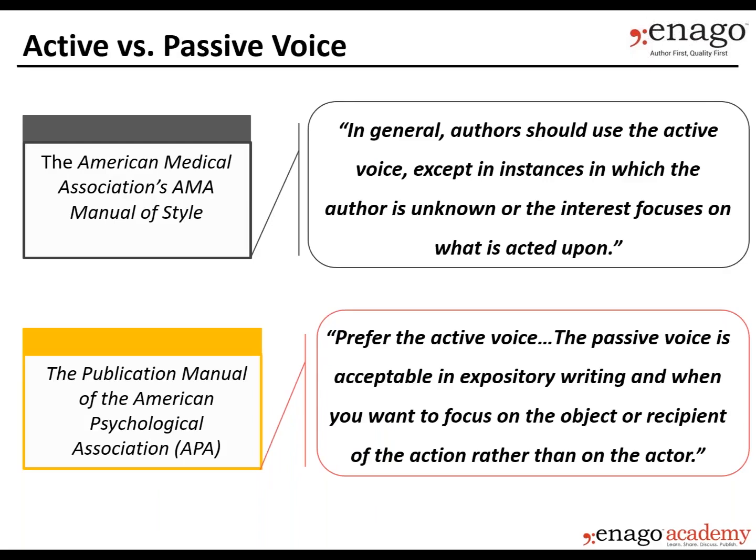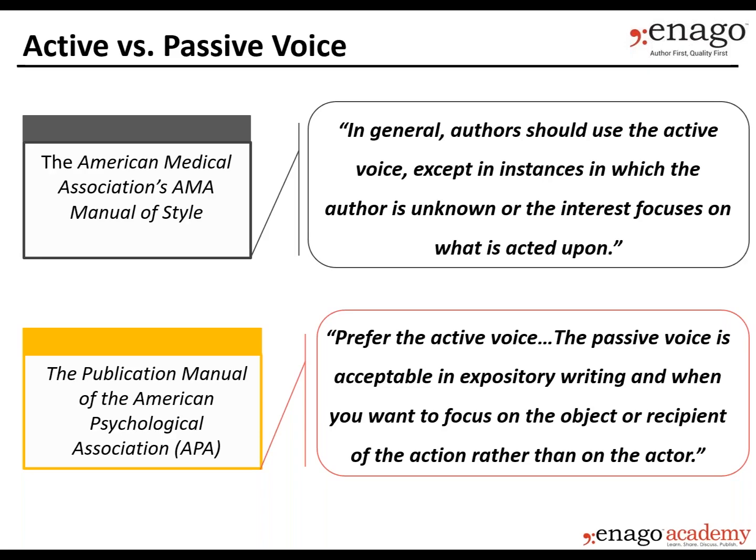So a couple of examples. In general, authors should use the active voice, except in instances where the author is unknown. They also prefer the active voice, whereas the passive voice is acceptable when you're being more expository, more explorative, in literature reviews, and when you're trying to focus on a specific idea, and, if you like, remove the sense of the investigator as far as possible.